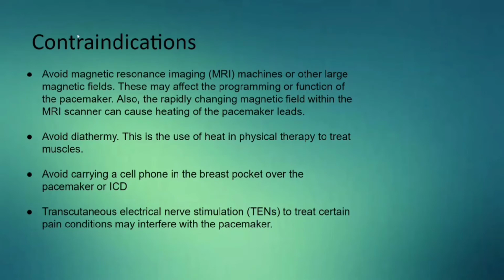And if we talk about permanent pacemaker, we should also consider contraindications. Patients should avoid magnetic resonance imaging machines or other large magnetic fields because it may affect the programming or function of the pacemaker. Also, the repeatedly changing magnetic field within the MRI scanner can cause heating of the pacemaker leads.